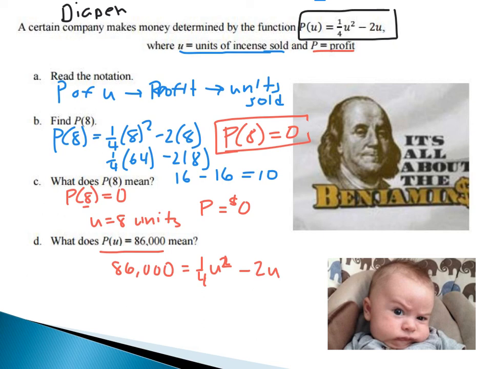But all this is saying is that this right here is my profit. So if my profit is $86,000, I'm basically asking you to tell me, what are the units sold? In this case, I'm giving you the profit and I want to know the units sold. This function notation is stuff that a lot of people use in everyday life. Again, it's just a different notation to understand y and x.